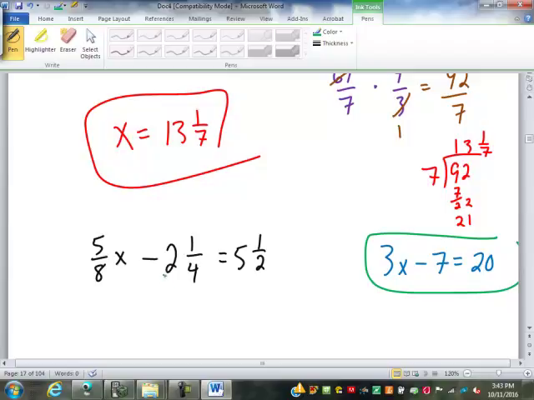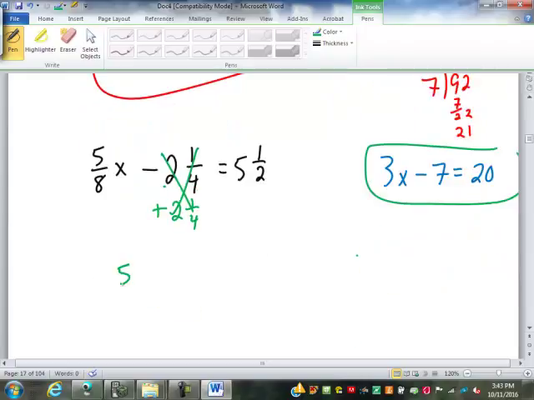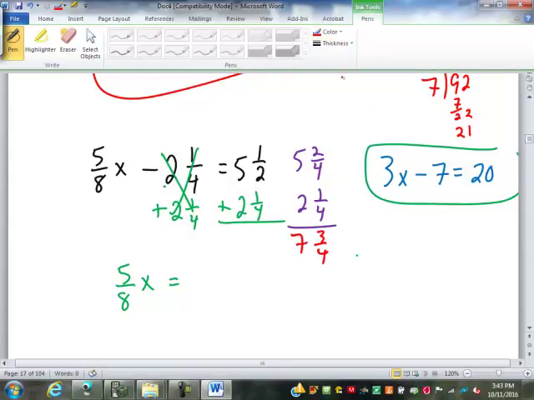what's our first step over here? Add 2 1/4. So that's gone. So we've got 5/8 x. Here we have to add 2 1/4 as well. We're going to need a common denominator, which is going to be 4ths. So 5 1/2 becomes 5 2/4. 2/4 and 1/4 is 3/4. 5 and 2 makes 7. So 7 3/4.